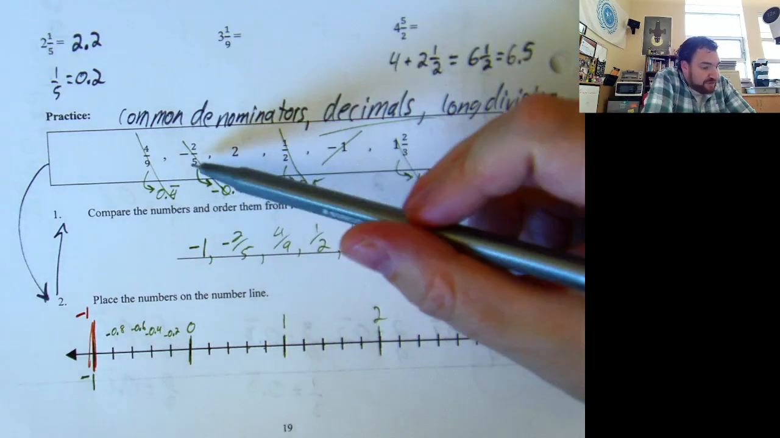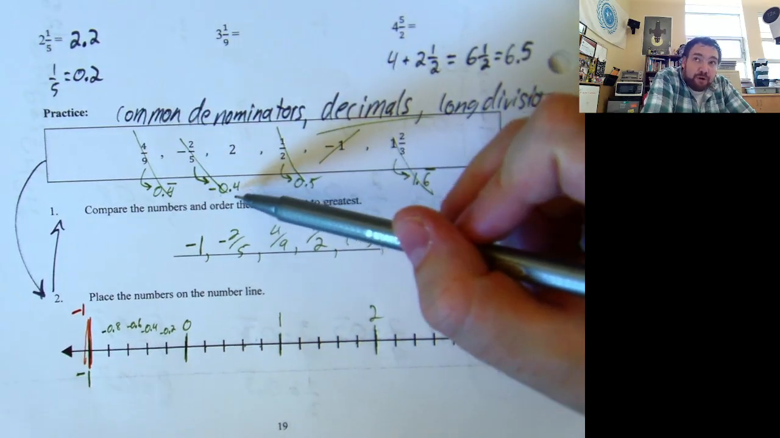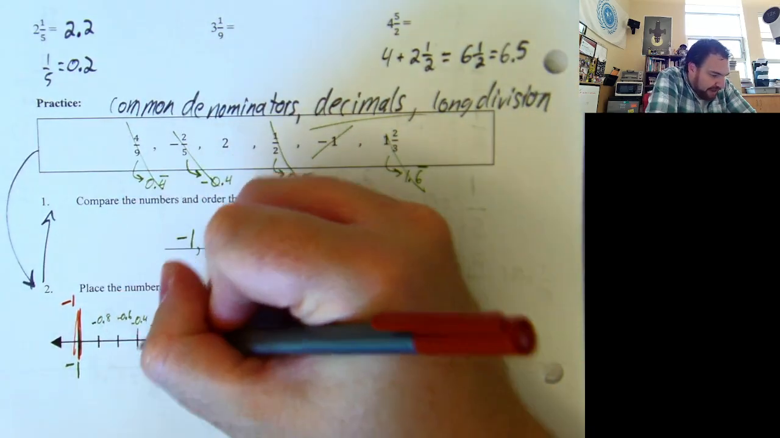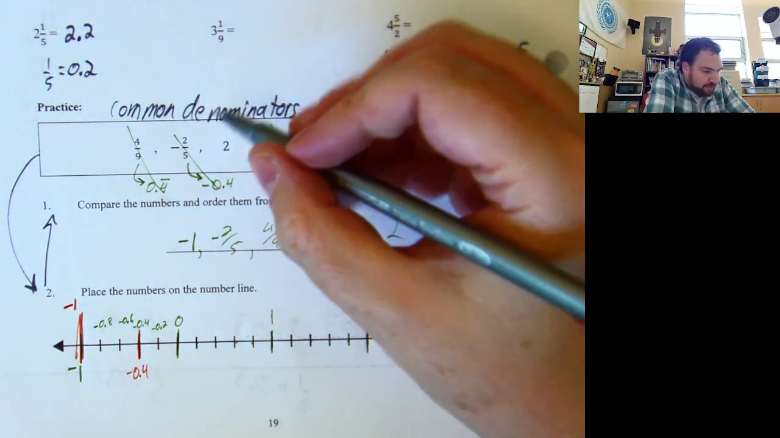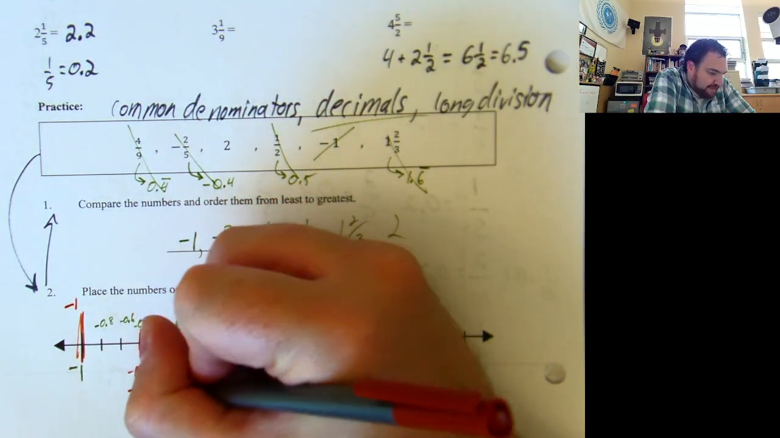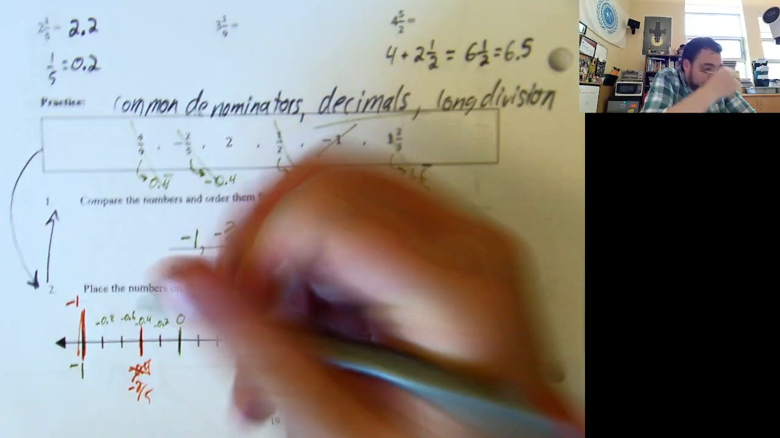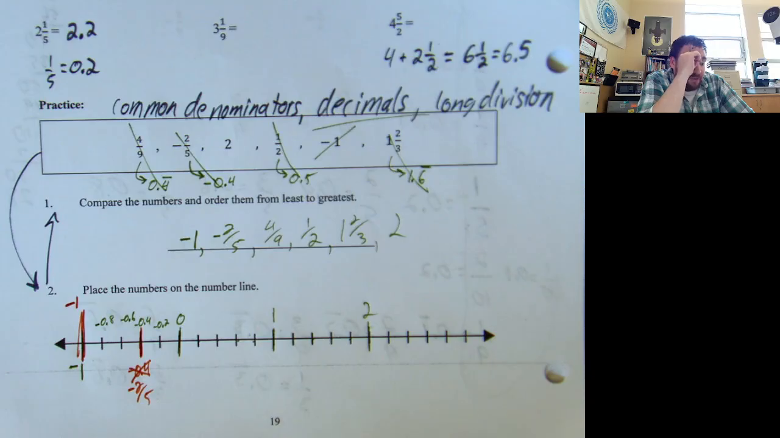Well, negative 2/5, Bosco converted to negative 0.4 before. That number is right here. Love that. Negative 0.4. Yeah, Dave, if you're dying, drink some water. Which would be negative 2/5. Love that. Okay. Where would 4/9 be, Dea?